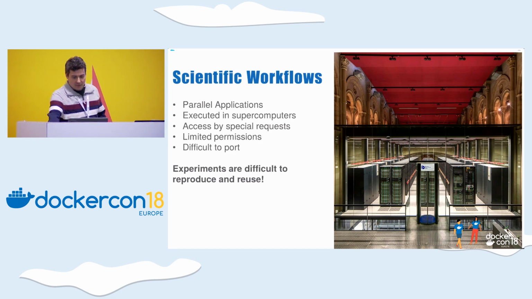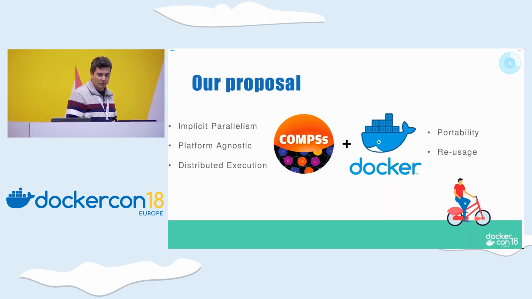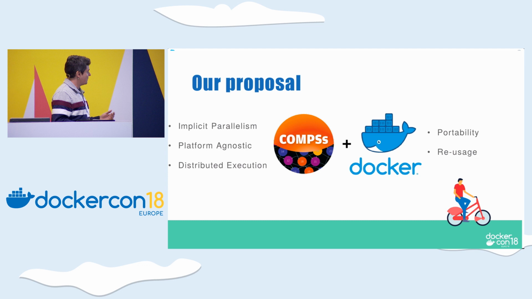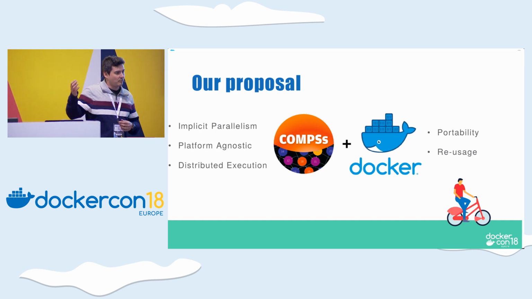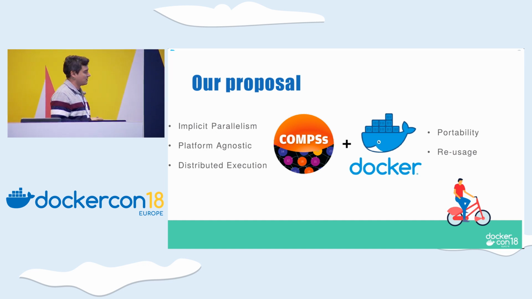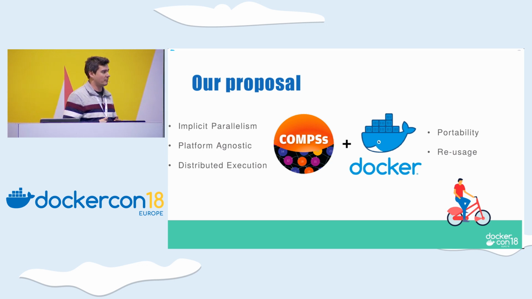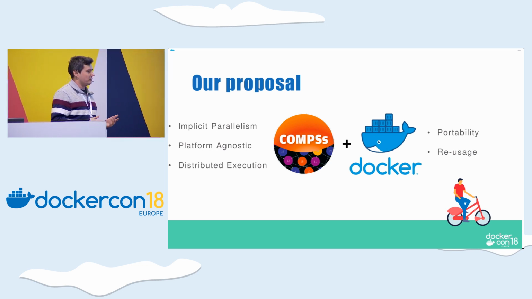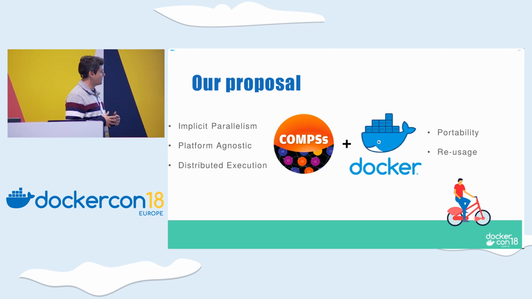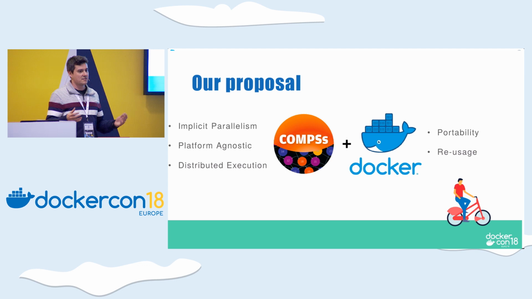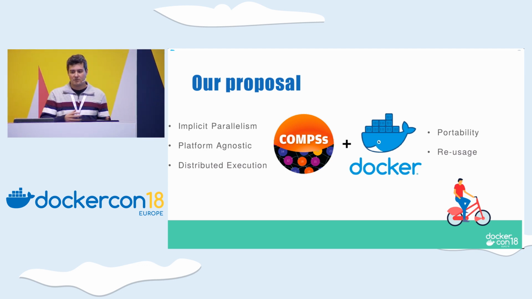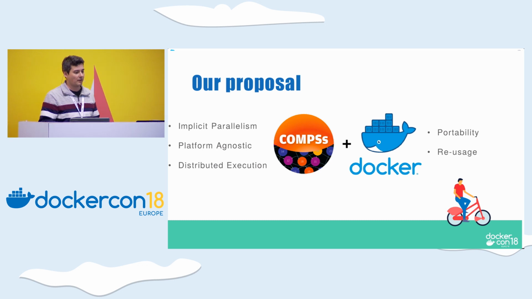So with this idea, what we propose is to integrate our tool that is called COMPS with Docker containers. COMPS is a programming model. We will see more details later. It detects the implicit parallelism of sequential applications. It is a platform-agnostic programming model, and it allows to distribute the application in a distributed fashion. And Docker, for us, offers portability and reusability: if we can encapsulate our applications as Docker containers, we can reproduce and reuse them in whatever system.